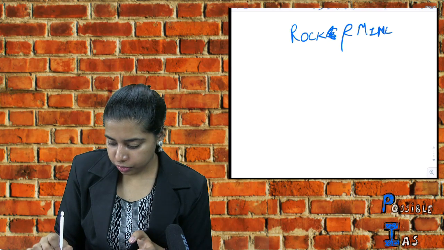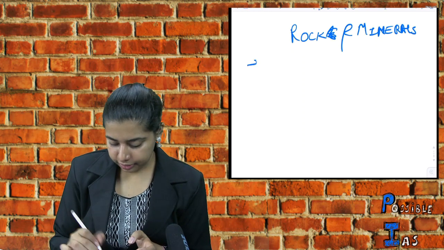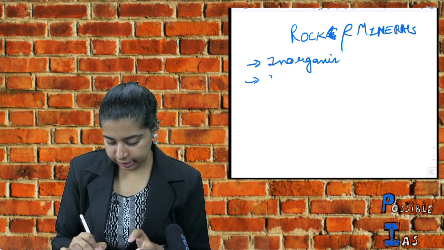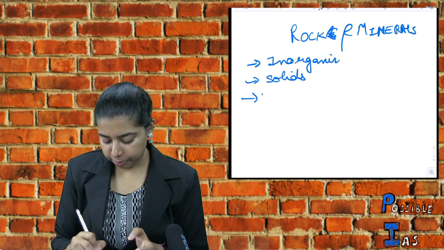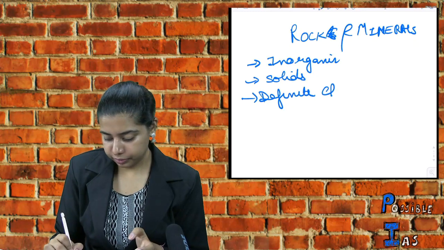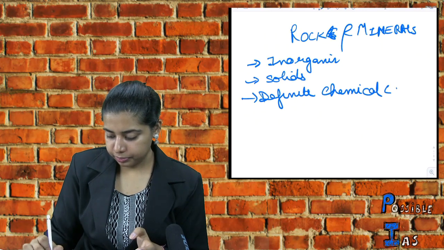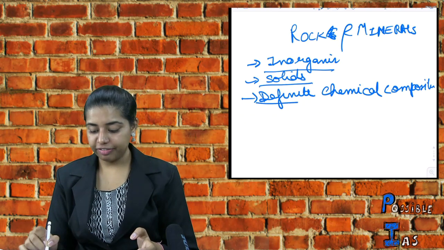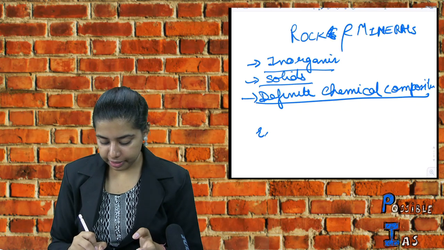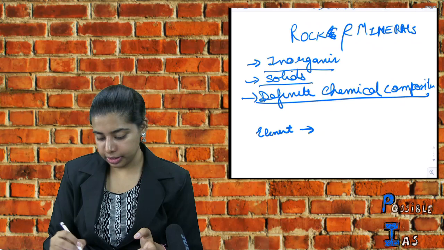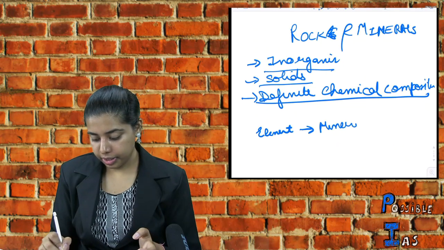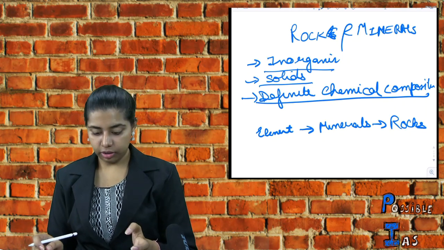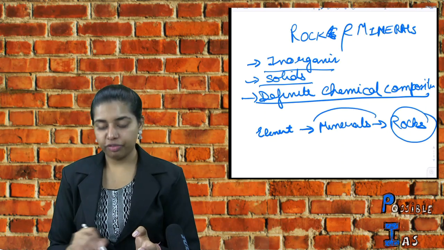So, what are minerals? First of all, minerals are inorganic solids with a definite chemical composition. So, these are the three properties of minerals: first of all, they are inorganic, they're solids, and they have a definite chemical composition. Different elements combine to form minerals, and then the minerals combine to form rocks. This is how different rock types are formed with the help of different minerals.